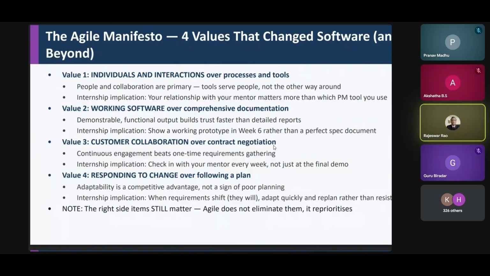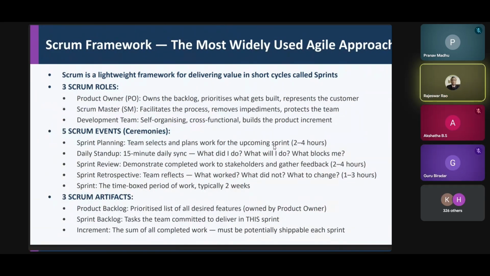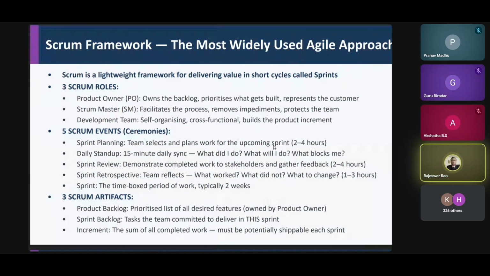Next slide, please. So you have agile as a methodology, agile as a way of life, and agile as a framework in terms of interaction between the customers and the project team members. So how does an agile framework work? The agile methodology works under a framework called Scrum.